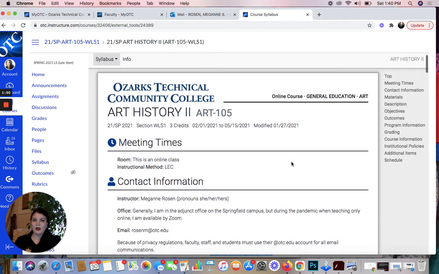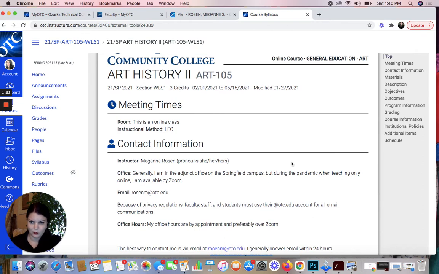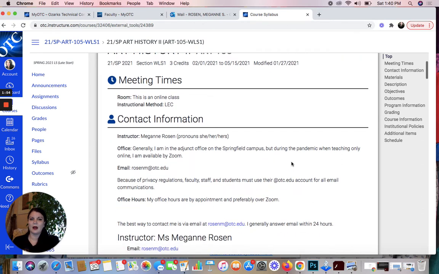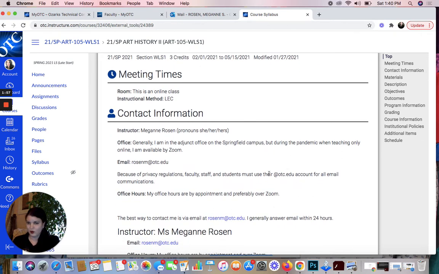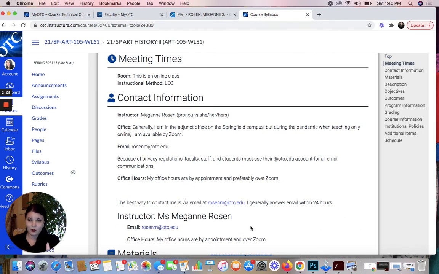When we're looking at the syllabus, it's pretty typical for those of you who have had classes. You'll get all the general information. My name, I'm Megan Rosen. You can call me Megan, by the way. If you'd like to call me Instructor Rosen or Ms. Rosen instead, that's fine. I don't care either way. I do care if you misspell my name in emails. I do not like that. I know my name is spelled oddly, but try to spell it right when you're communicating with me, please.